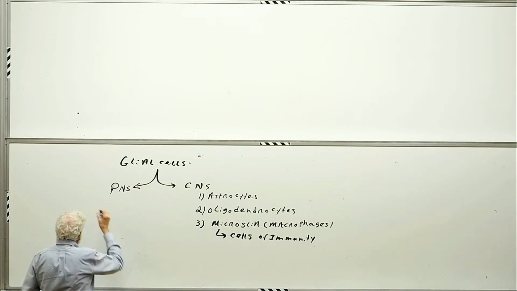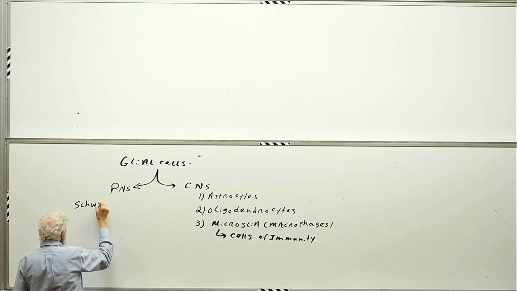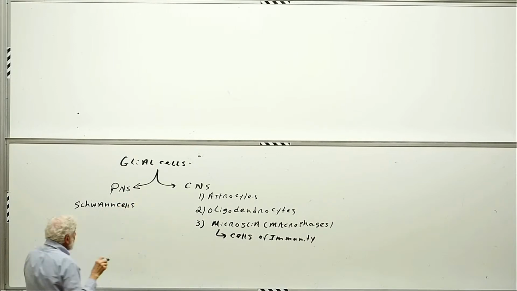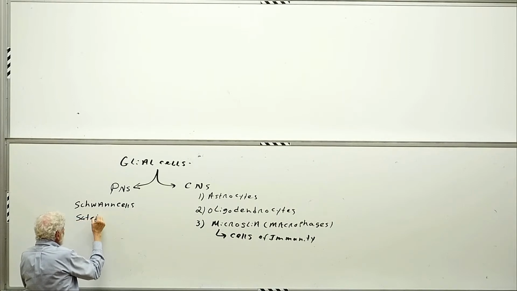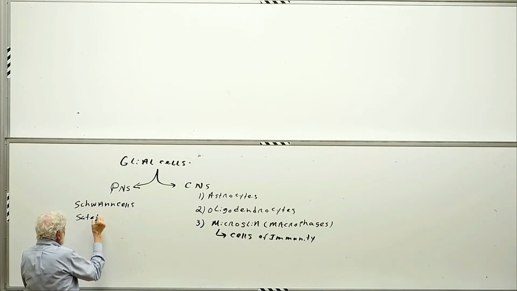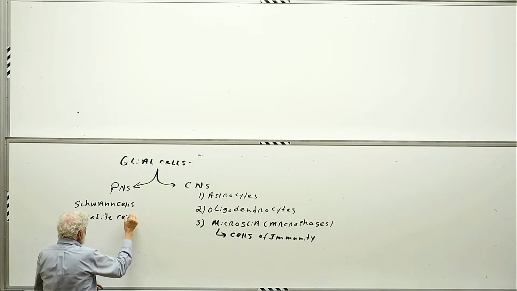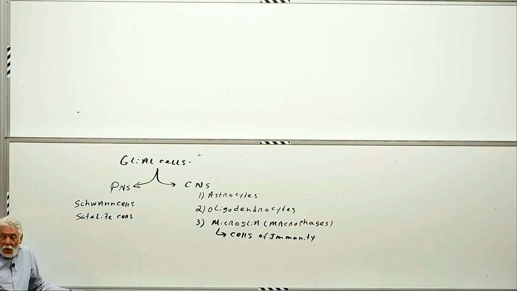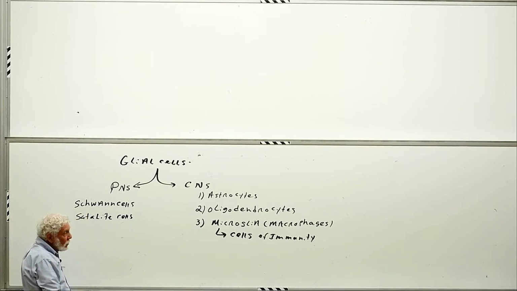In the peripheral nervous system, we'll talk about cells called Schwann cells. In some places in your reading, you may find cells called satellite cells. We're not going to talk about these. These are mostly in the ganglia and around cell bodies in the peripheral nervous system. But we're going to spend some time on Schwann cells.